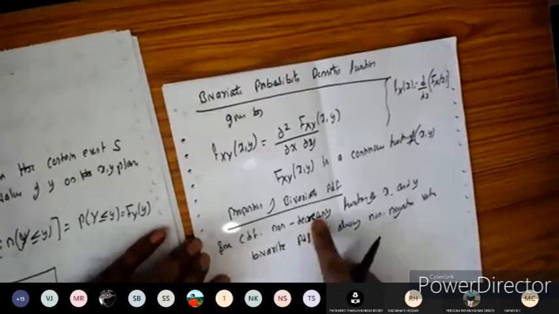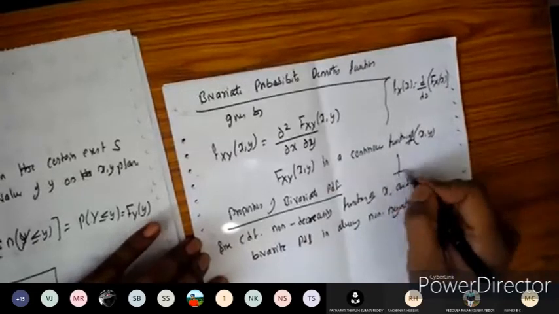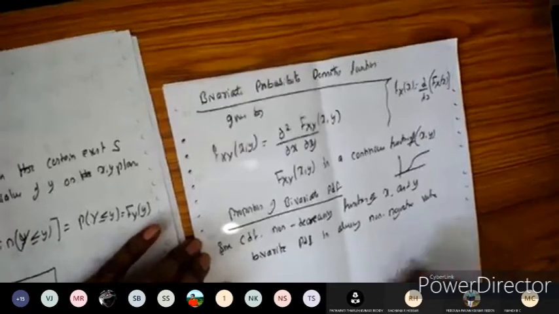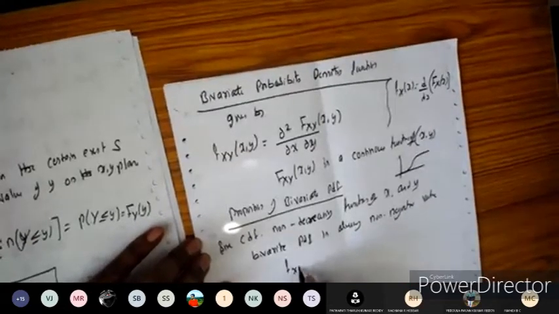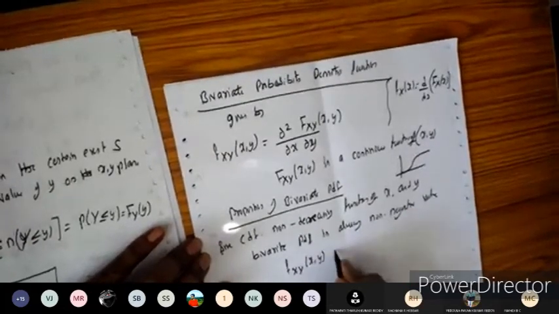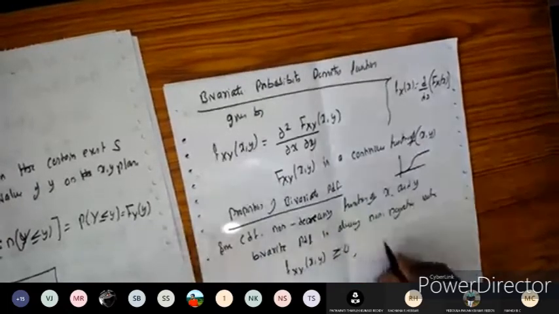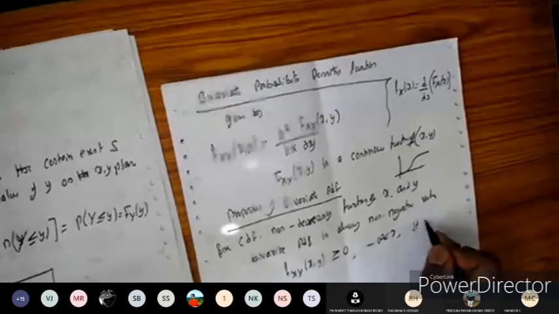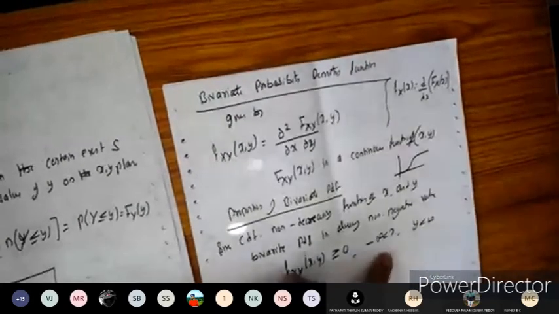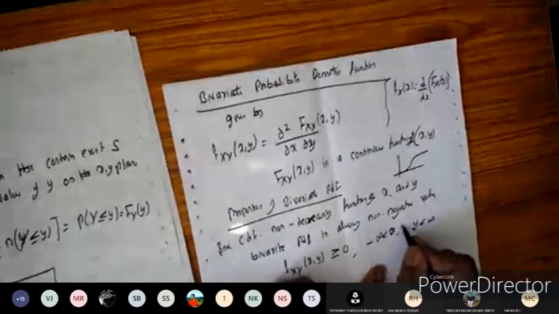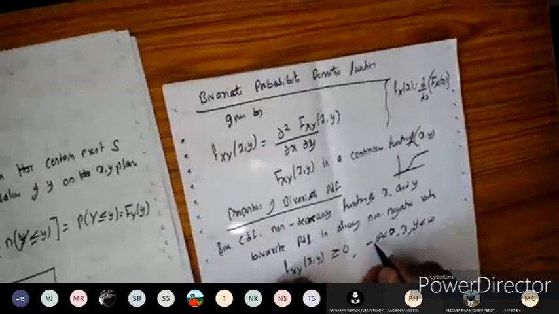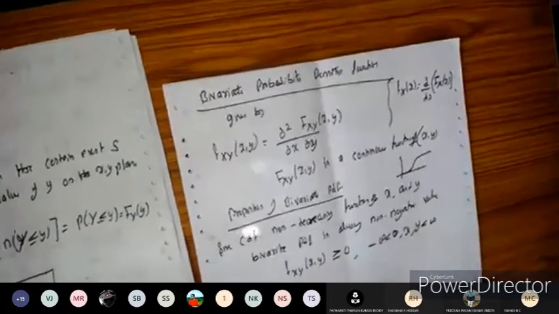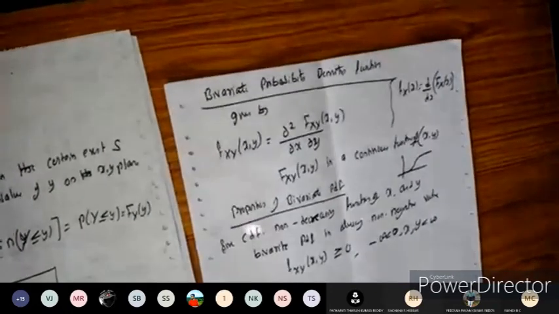Since the CDF is a non-decreasing function, as we have already seen for the single CDF, the PDF is also a non-negative value. So we can define it like this: fxy of x comma y is always greater than or equal to 0 for minus infinity less than x, y less than plus infinity. Both x and y can take values from minus infinity to plus infinity, and this will always be greater than or equal to 0.